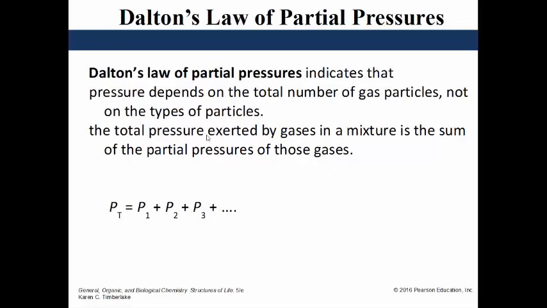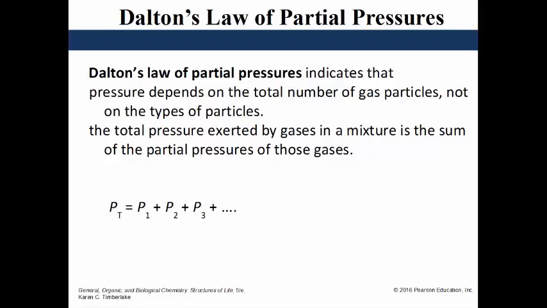And that leads us to Dalton's law of partial pressures. This indicates that the overall pressure of a gas is indicated by the total number of gas particles and not on the types of the particle. The total pressure exerted by a gas mixture is the sum of all the partial pressures. It's like we saw on the last slide. The total container was 6 atmospheres. That was the total of the pressure of the helium plus the pressure of the argon and so on.